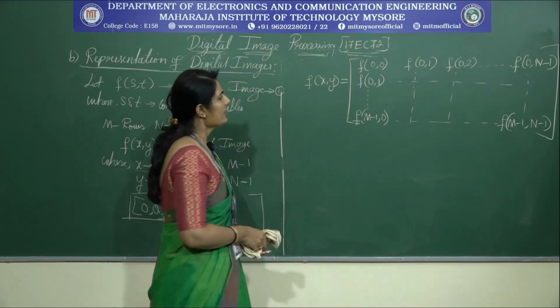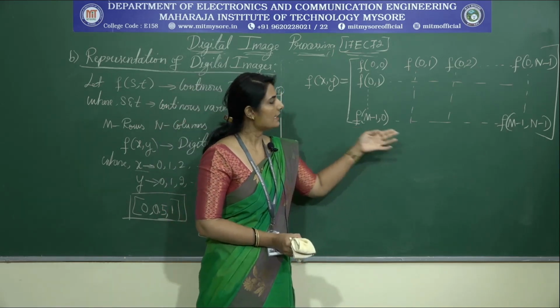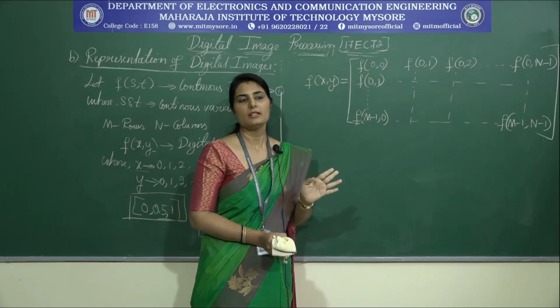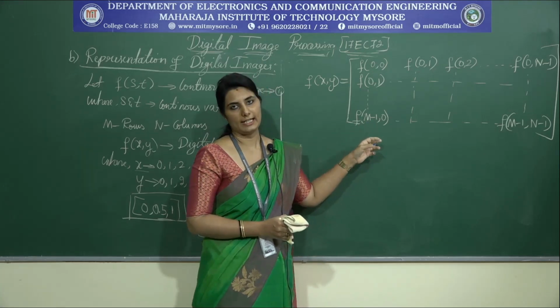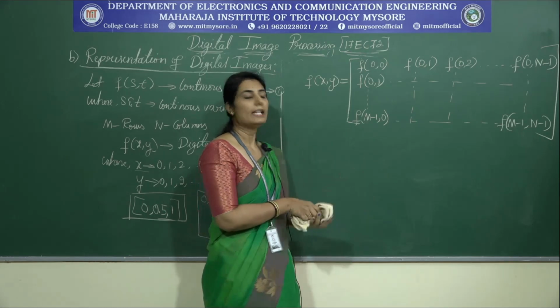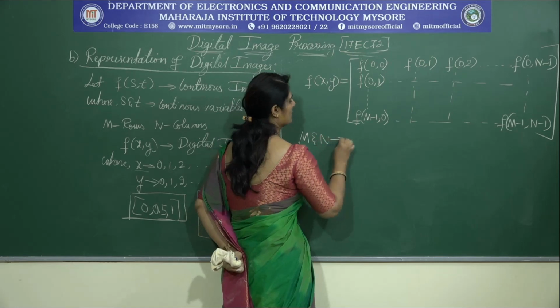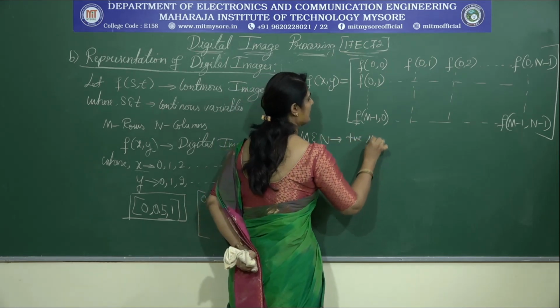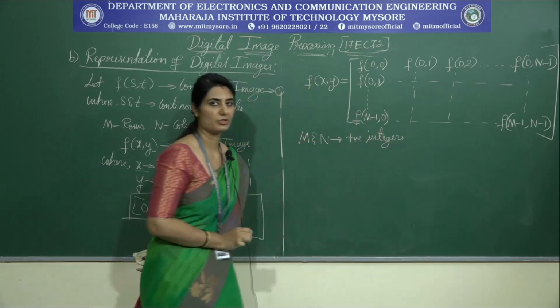Here m represents the number of rows, n represents the number of columns. There is no restriction with respect to the values of m and n, except that m and n should be positive integers. Except this, there is no other restriction.